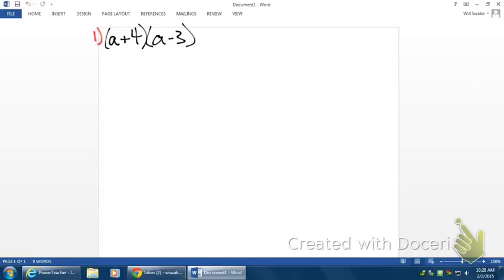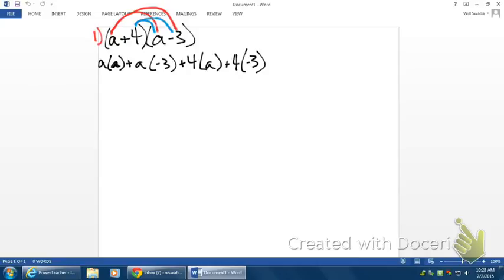So I'm going to multiply a times a, and then I'm also going to multiply a times that negative 3. Then I will also distribute the 4 times a, then the 4 times the negative 3. Okay? So this becomes a times a plus a times the negative 3. Next, I'm going to have positive 4 times a, and I will also have positive 4 times the negative 3. Okay?